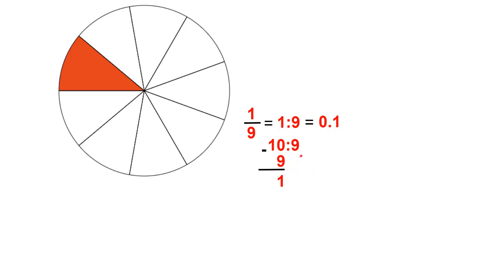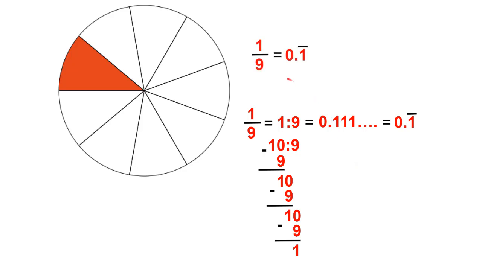It's smaller than 9, so we add 0. We get 1 again. And again, and again, and again. This is also a recurring decimal. The 1 will go on forever, you see. 10, 9, 10, 9. We just mark it with 0.1 and put a sign on the 1. This gives us 1 over 9, which is 0.1, and the 1 is recurring.